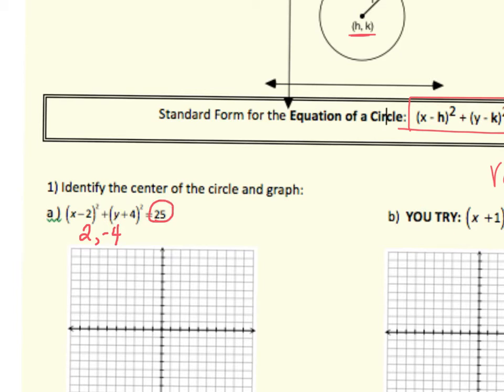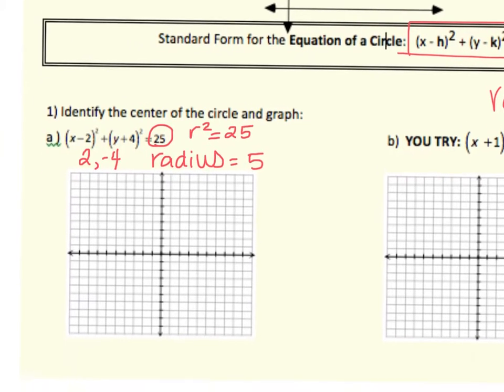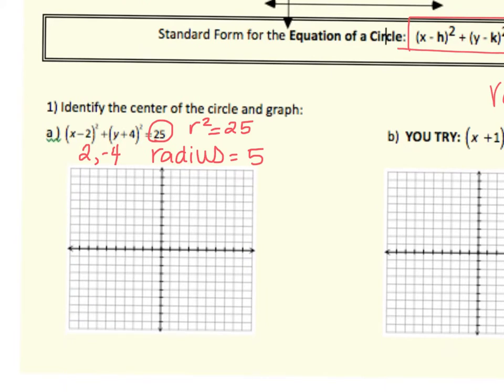Now remember, this equation equals r squared. So r squared equals 25. So then the radius would just be the square root of that, which is 5. Okay, and not plus or minus because it doesn't make sense to have a negative distance. Now all you're going to do is plot the center, so at 2, negative 4. And then the radius of 5.